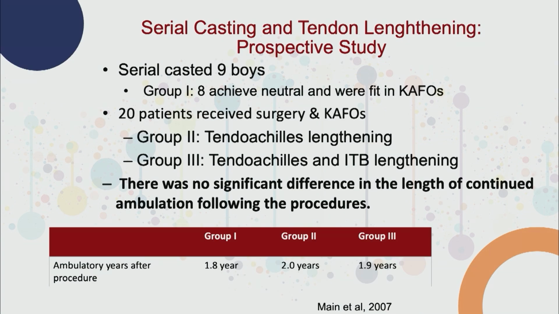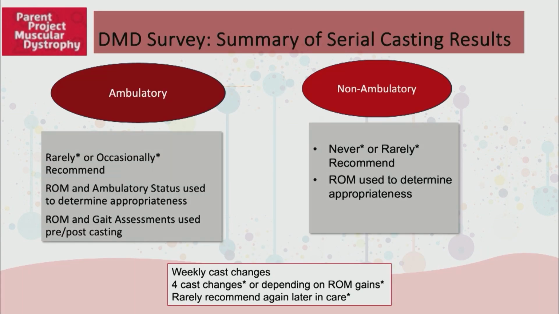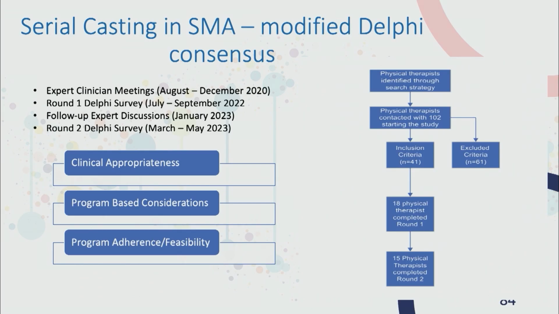And then Marion Main also did a study that looked at tendon lengthening as well as the use of orthotics, and the take-home message is there's no significant difference between any of the groups, and hence why a lot of times tendon lengthenings are also not recommended in Duchenne. And also in the survey, we looked at ambulatory versus non-ambulatory, and it was really rarely recommended in Duchenne, and definitely not recommended in those who are non-ambulatory.